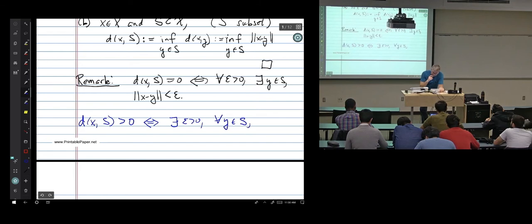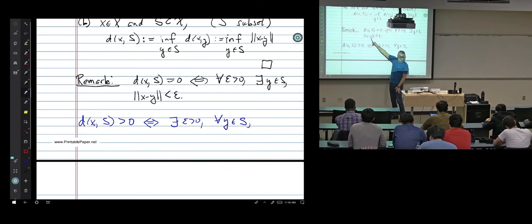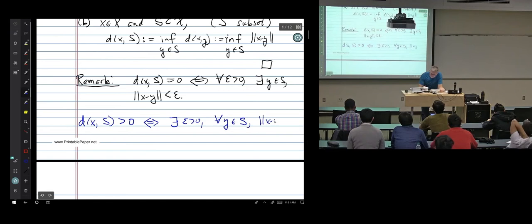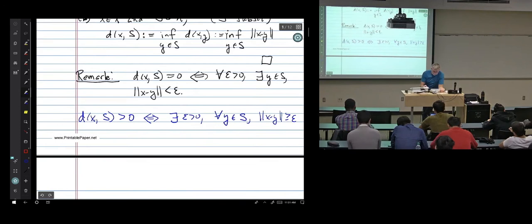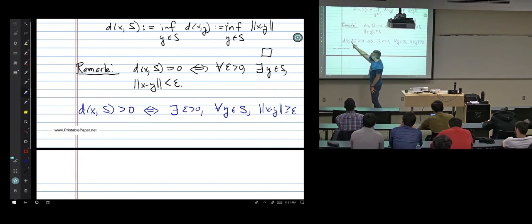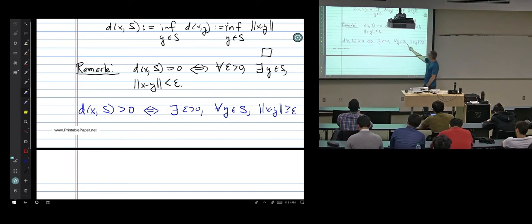Third row. What's the next? There exists a y in S that fails this condition. Third row, you guys all get C minuses today, okay? So it fails this condition, so that's negative. So that's norm x minus y greater than or equal to epsilon, okay? If the distance from a point to an S is positive, then for some epsilon, could be very small, but it's non-zero, no matter what element I choose, my approximation error is always greater than or equal to epsilon, okay? Cool.